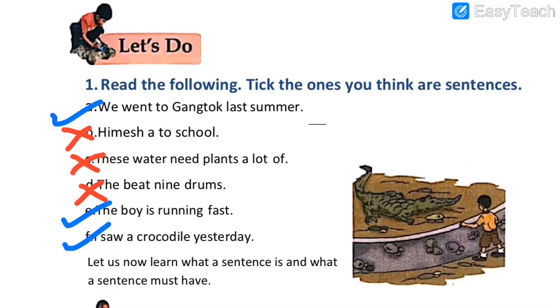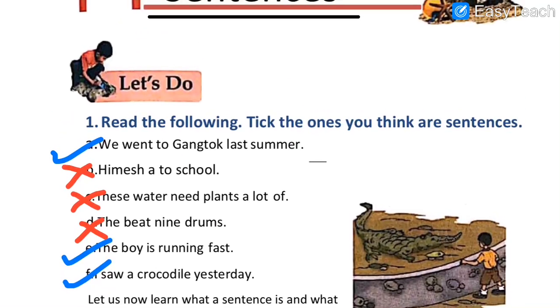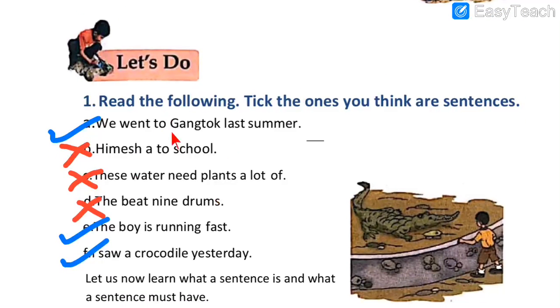So we have put a tick mark on the ones which we think are correct. Which are those? Let us see again. We went to Gangtok last summer. The boy is running fast. I saw a crocodile yesterday. So these are all called sentences. They are called complete sentences. And the ones which are crossed out are incomplete. They do not make complete sense.